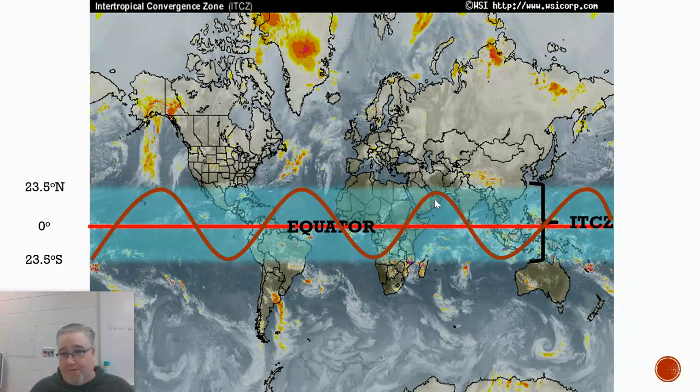north and 23.5 south. All right, the equator is just the line that intersects that entire wave. It's at 0 degrees latitude, but the warmest area on the planet sometimes is in that area 23.5 north, sometimes 23.5 south, but it's always going to be in that area of blue at some point. So hopefully that makes a little bit of sense.